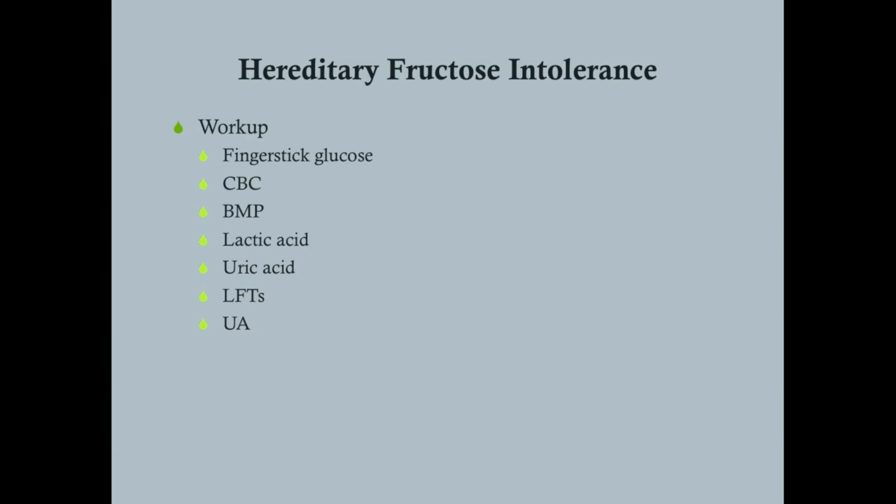Okay, so what do we do for workup? Well, of course, if the patient appears hypoglycemic, we're going to get a finger stick glucose. These patients typically are yellow, so we're going to get a CBC looking at possibilities of liver infection or some kind of disorder there. We'll definitely get a BMP, we'll get a lactic acid, uric acid, liver function tests, and a urinalysis. That will be our basic workup for a patient that presents like this.